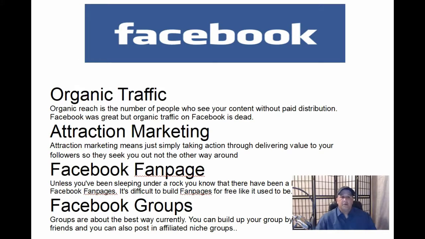And then, of course, Facebook. We'll talk a little bit more about Facebook, just because Facebook is king. Organic reach is the number of people who see your content without paid distribution. Facebook was a great way for organic traffic before, but Facebook, I shouldn't say dead, but it's not as busy as it used to be. The engagement isn't as high as it used to be. There's a lot of restrictions, and it's not as good as what it used to be. I should just leave it at that.